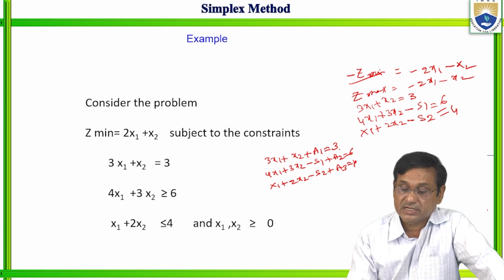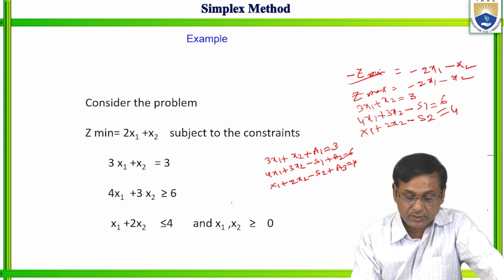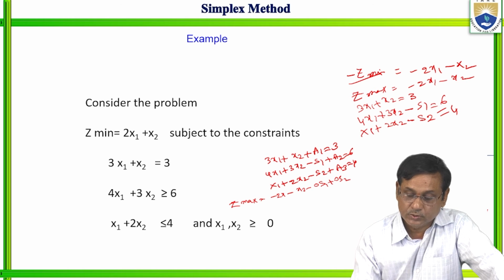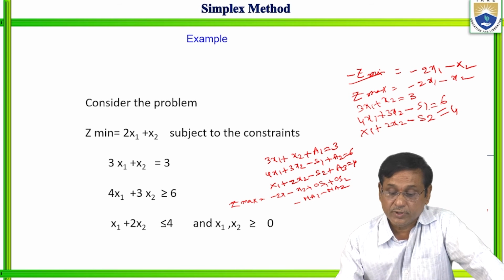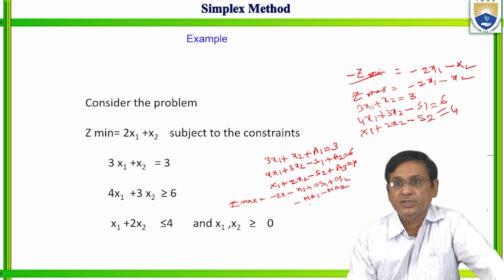So the coefficients of these artificial variables are minus m in the objective function. So you can write the objective function z max is equal to minus 2x1 minus x2 plus 0 s1 plus 0 s2 minus m a1 minus m a2, because the coefficients of the artificial variables are minus m, where m is the largest positive value. So in the final solution, the artificial variables should not exist. That's why we are taking m as the largest positive value.